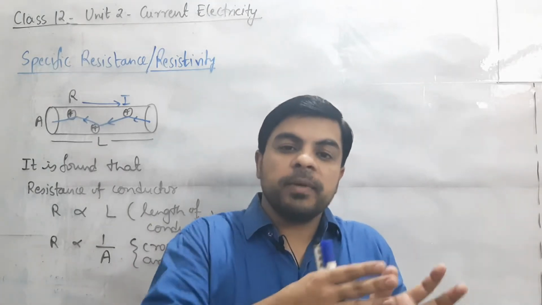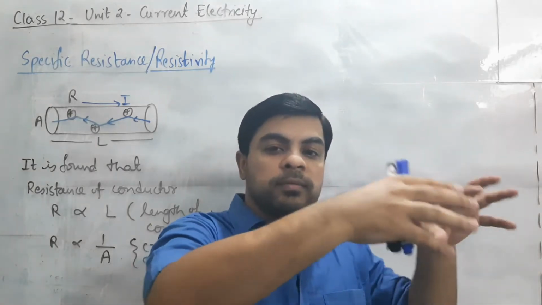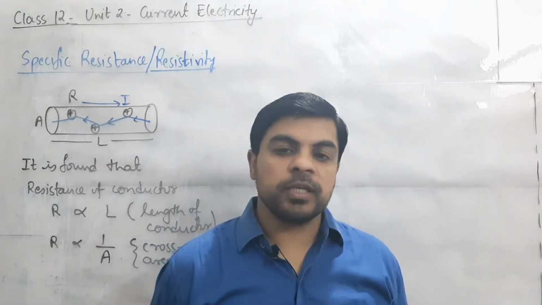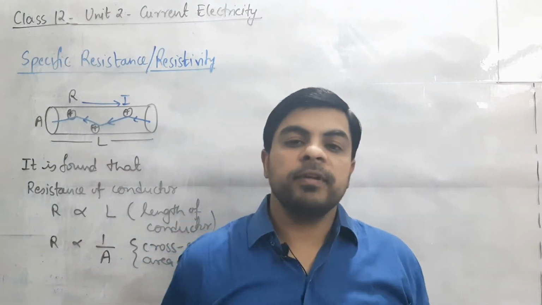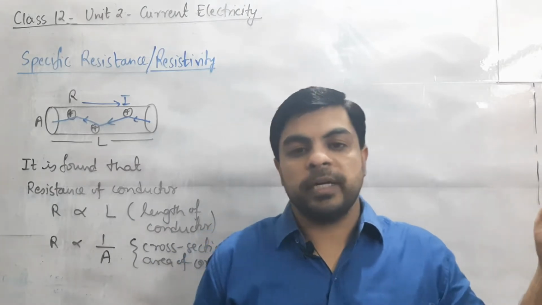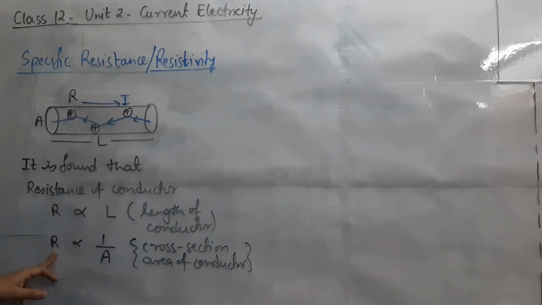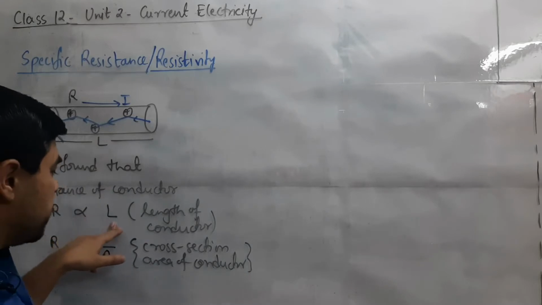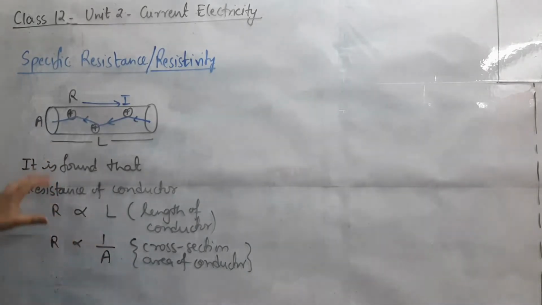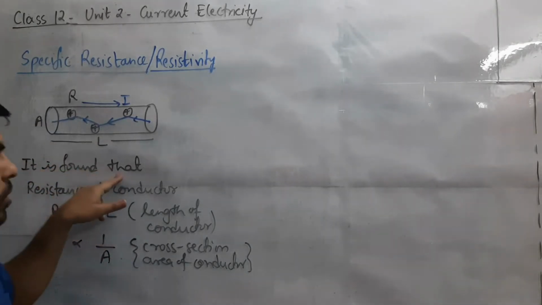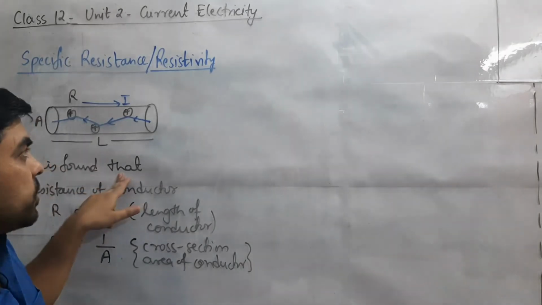But at the same time, if we are having a wide road with a certain number of vehicles over there, comparatively we will feel easier to move through that way. So in the same way, if cross section area increases, then resistance decreases, and if length increases, then resistance increases. This is the relation which we have found through the experimental observation.